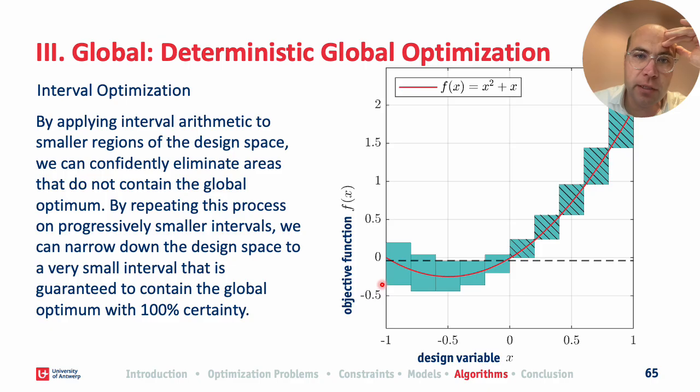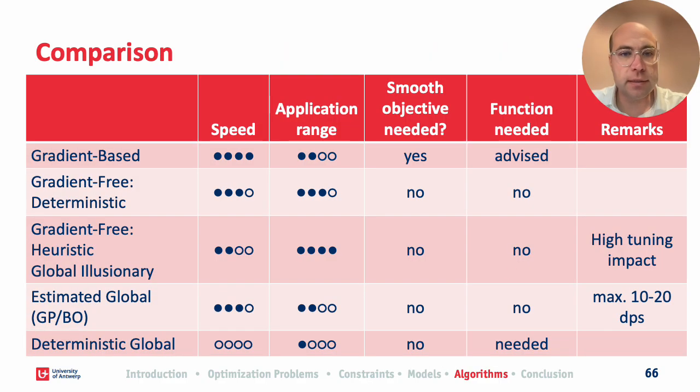You see here, based on all the intervals we already had, the expected maximum of this one is the lowest. We draw a line here, and all the expected minima here are beyond that maximum, so we can neglect these squares and limit ourselves to these regions and start making extra intervals. Very nice algorithm, but this deterministic global optimization takes lots of time, has a low application range, can handle different problems, but we need a function.